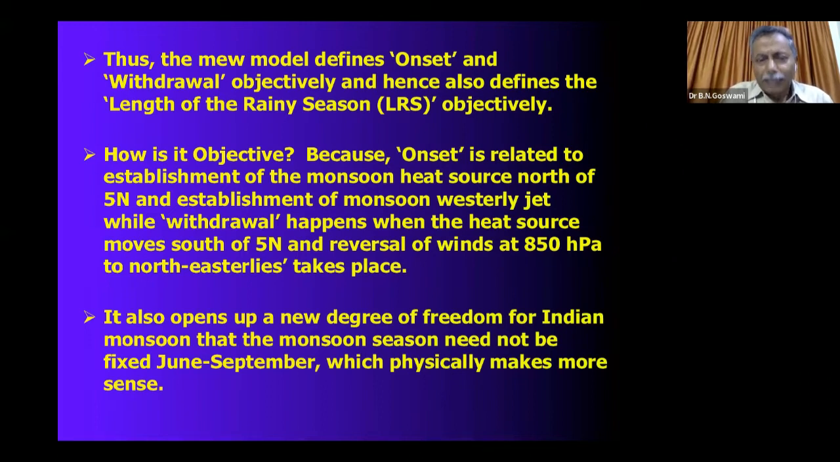This also tells us that the length of the rainy season need not be fixed at June 1 for onset and 30th of September for withdrawal. It can change from year to year, which is an important part of the monsoon. Operationally, since it cannot be used that way, people have used June to September. Physically, the rainy season keeps changing from year to year, and that is an important variability, because the amount of rainfall during the monsoon season can change from year to year, partly because the season itself has changed. That is an important part of understanding the dynamics of the monsoon.